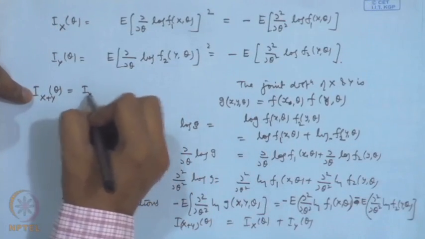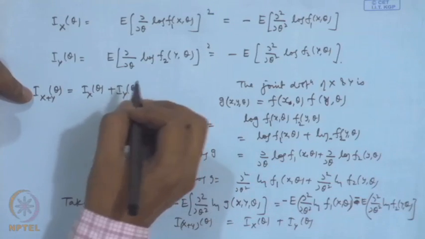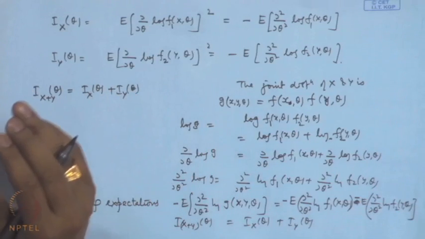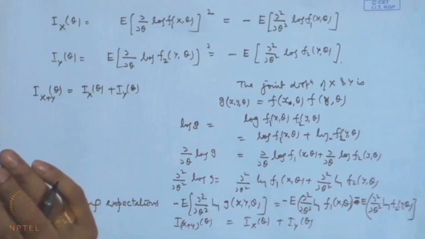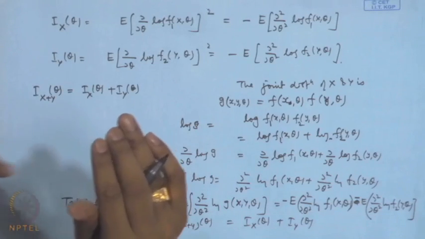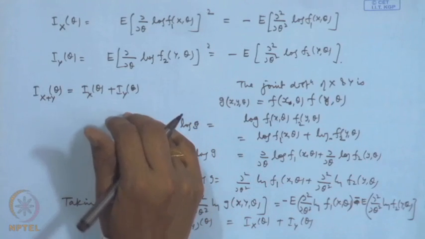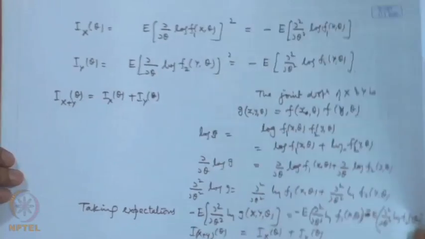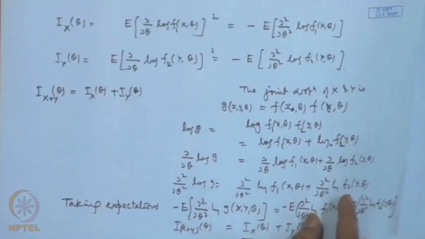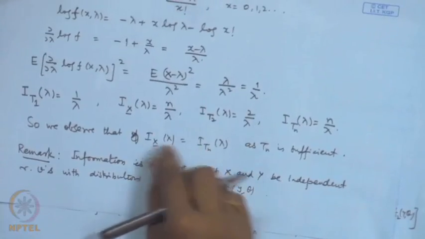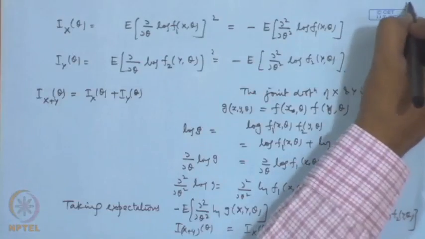information is additive. If I am considering independent observations, then the information in the total will be equal to the information in one plus the information in the other one, but independence is used here. Let me explain the equality of sufficient statistics information by means of another example here.